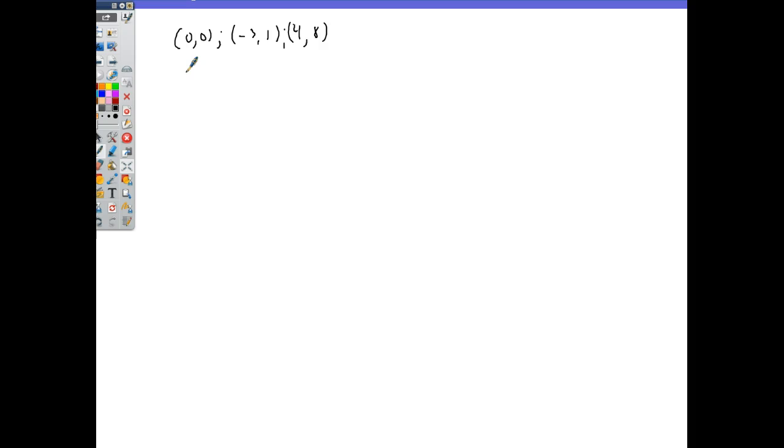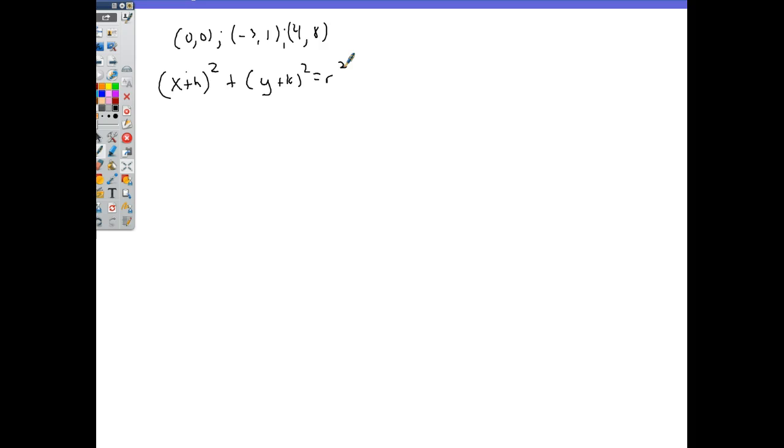So x minus h. I'm going to say x plus h because that's what I wrote on my formula sheets. That's what I'm going to do. Squared, plus (y plus k) squared equals r squared.